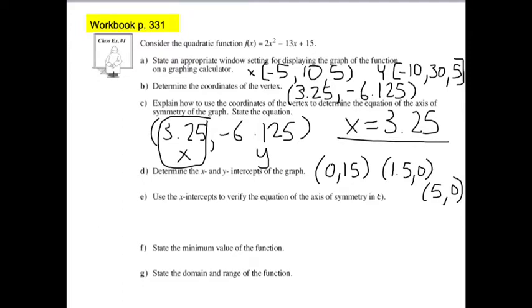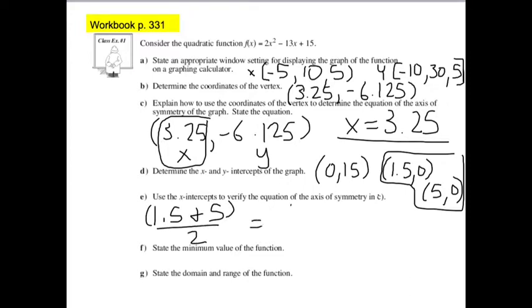So in order to do that, what you need to do is you got to take your two x-intercepts, you're going to add them together and divide by 2. Okay, so it's going to be 1.5 plus 5 all divided by 2, and so that's going to give you 6.5 divided by 2, which is going to be 3.25, which is exactly what we got in the previous equation.